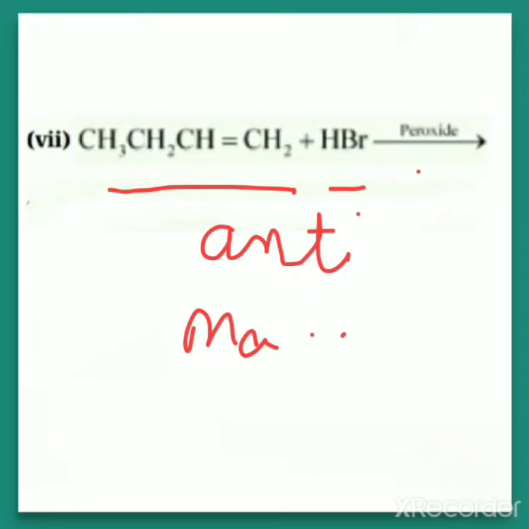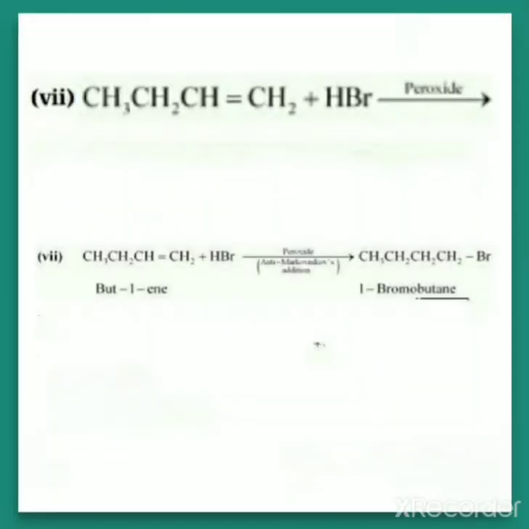According to this rule, the negative part will attach to the carbon which has more hydrogen, because our focusing carbons are these two carbons. So we will be getting the product like this. We can check that Br is attached on the terminal carbon and H is attached on this carbon. So we get this product. That is the use of the anti-Markovnikov rule. Why are we using the anti-Markovnikov rule? Because of the presence of peroxide which is given in the problem.